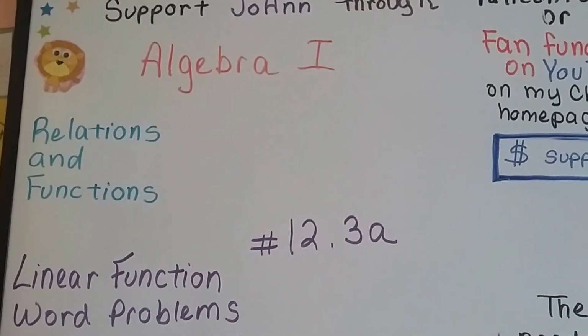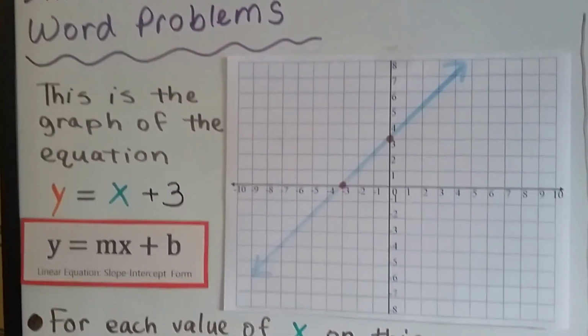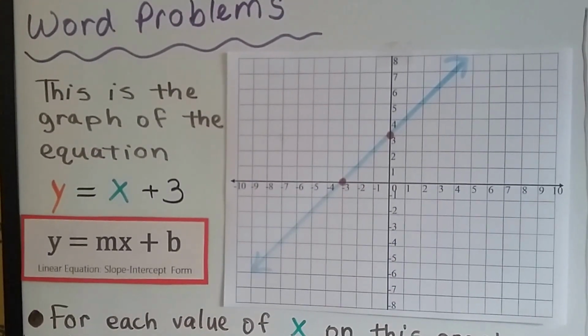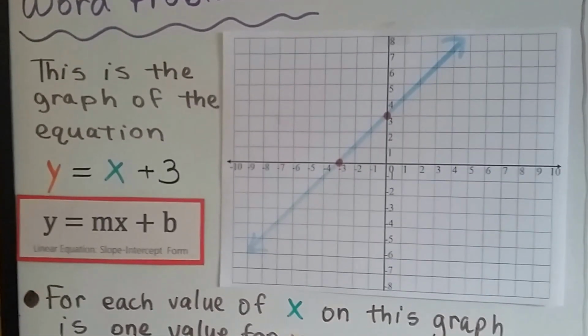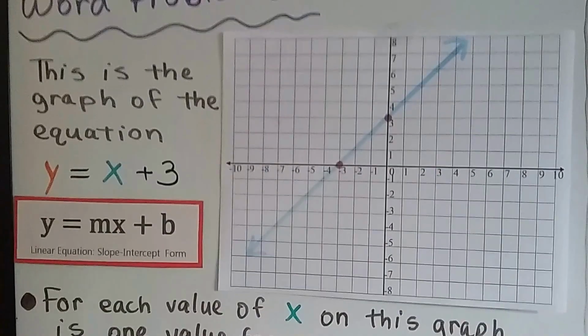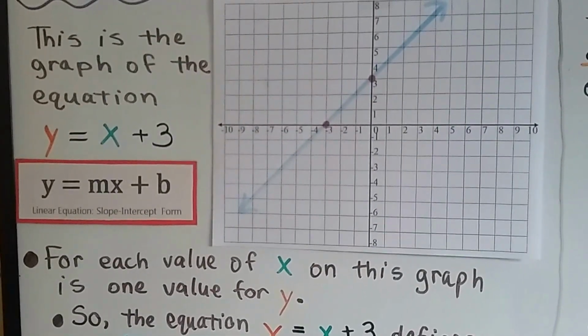Algebra I 12.3a, Linear Function Word Problems. Take a look at this graph here. This is the graph of the equation y equals x plus 3. And you can see that the equation is written in slope-intercept form. For each value of x on this graph there is one value for y.